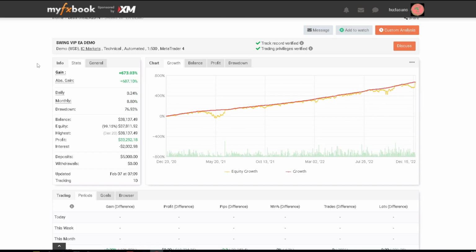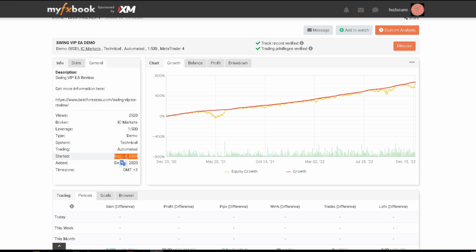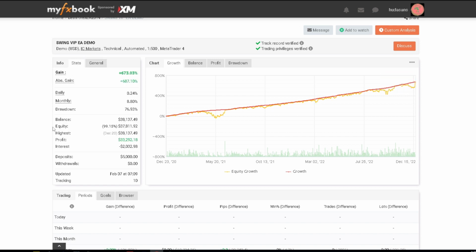The third is the results of Forex trading using expert advisors from 23 December 2020 to December 2022 with a profit of more than 666%. Trading starts from a $5,000 deposit. Profit earned $33,292 USD. Drawdown is quite high at 76.93%. Estimated profit every month 8.8%, and a total profit of 673%.